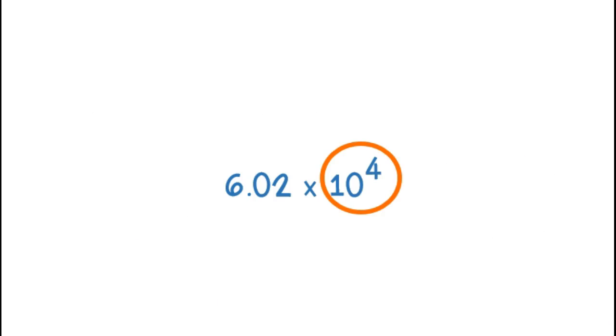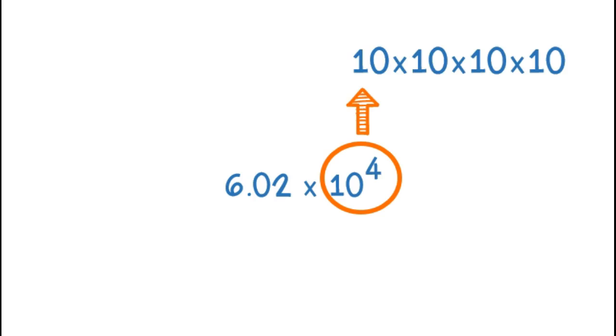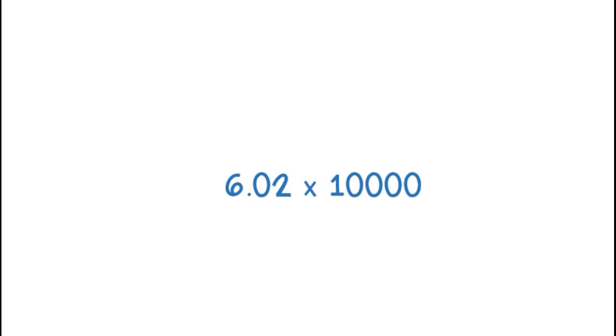So let's go back to our example here, 6.02 times 10 to the 4th power. We know that 10 to the 4th power is the same thing as 10 times 10 times 10 times 10, or 10,000. So 6.02 times 10,000 is 60,200.